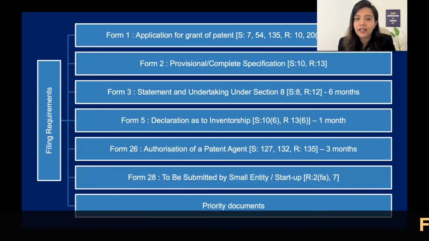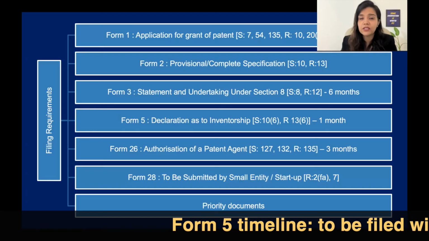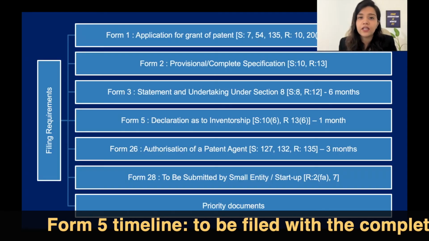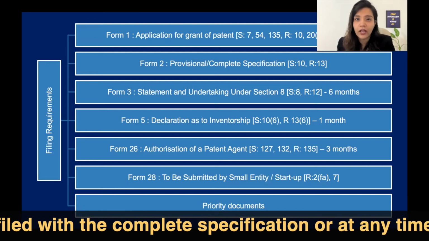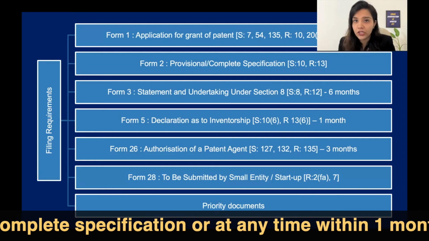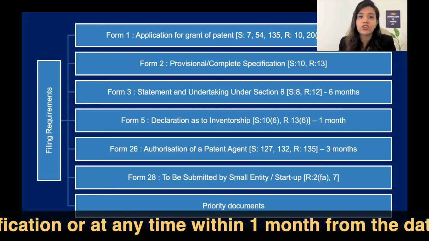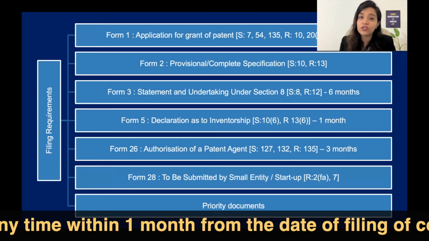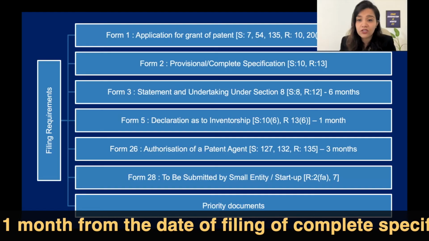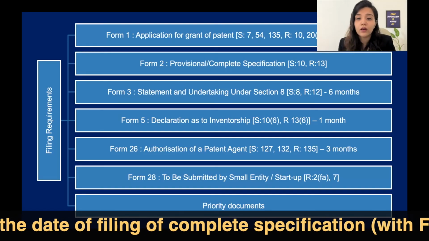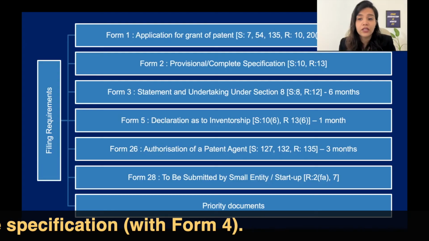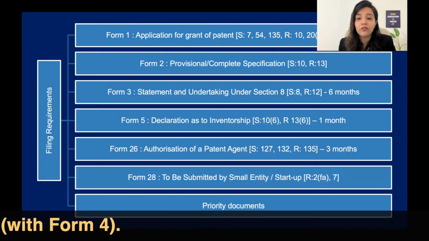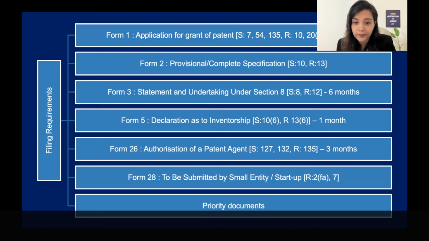Next, we have declaration as to inventorship. Declaration as to inventorship means if I file the patent application, I need to mention who is the inventor. Like, I am the inventor, therefore I am filing the patent application. Or I need to give a declaration of who is the inventor, and the inventor has to state I am the inventor. So this has to be given. What are the appropriate sections? Section 10(6) and Rule 13(6). It has to be given within 1 month of date of filing.